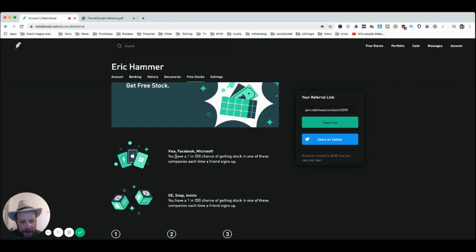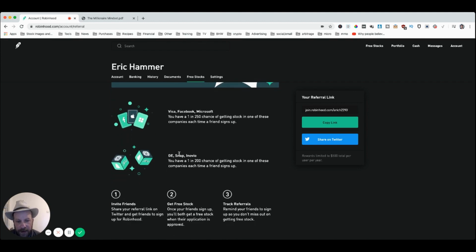Now, check this out. You have a 1 in 250 chance of getting a stock in Visa, Facebook, or Microsoft, which are worth hundreds of dollars. You have a 1 in 200 chance of getting GE, Snap, or Inovio. I actually own stock in GE. GE right now is way down, and it's a great offer. I'm going to talk to you in a minute about why I am so excited about investing right now.